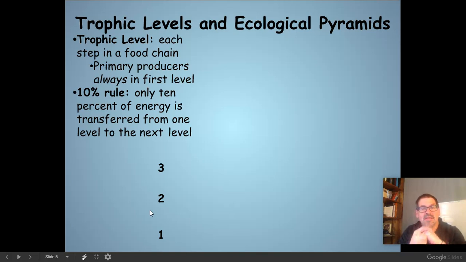Well, being alive is way worse than your worst internal combustion engine, especially for birds and mammals, because we're warm-blooded. We maintain a constant body temperature. The point is that from one level to the next, only 10% of the energy is transferred from one level to the next. Now, what does that mean?